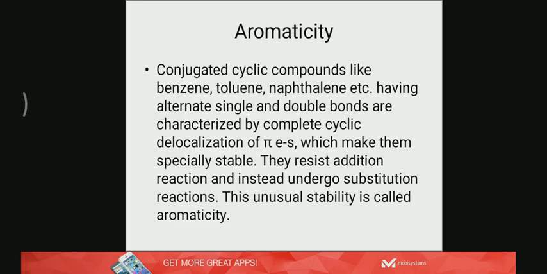Conjugated cyclic compounds like benzene, toluene, naphthalene, etc., have alternate single and double bonds, and they are characterized by complete cyclic delocalization of pi electrons, that is due to resonance, which makes them specially stable. They resist addition reactions, and instead undergo substitution reactions, which we have seen in detail in previous classes. And this unusual stability is what is called aromaticity.